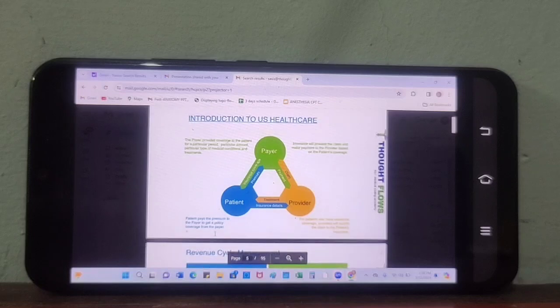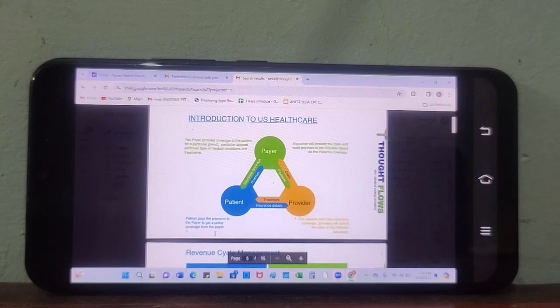Then this is called revenue cycle management. In our Indian healthcare system, if we have any problem, we can directly meet the doctor, and once we get the service, we give the amount directly to the provider. So here, who gives the amount to the provider? The patient gives the amount to the provider.